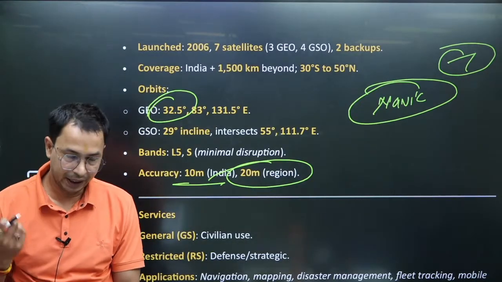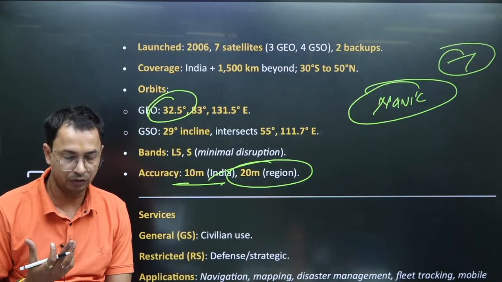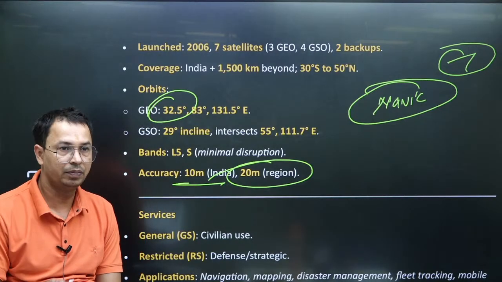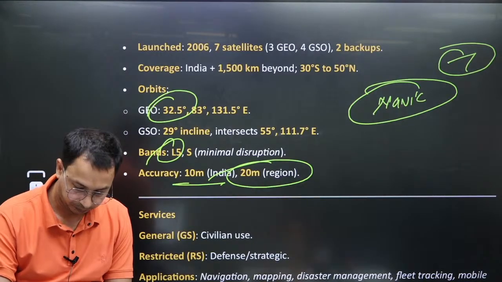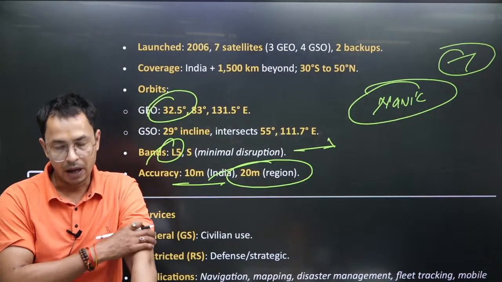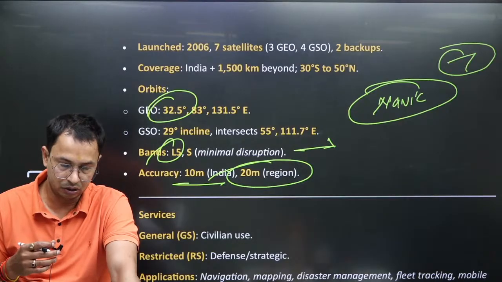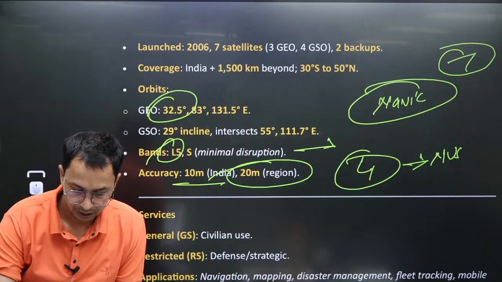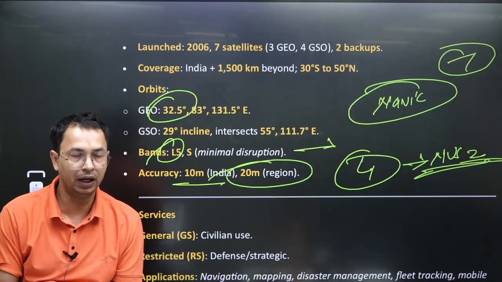Then the NAVIC system is the only system in the world which is using two frequencies of different bands. It is using L band and S band. In the L band, it is using the L5 band, and in the S band, the entire spectrum of the S band is being used. Now in this L band, we are also introducing the frequency of L1 band in the NVS second series system. This will be the second generation satellite of the NAVIC.